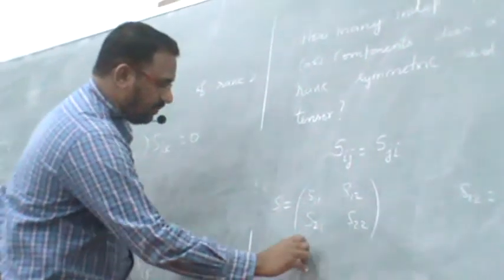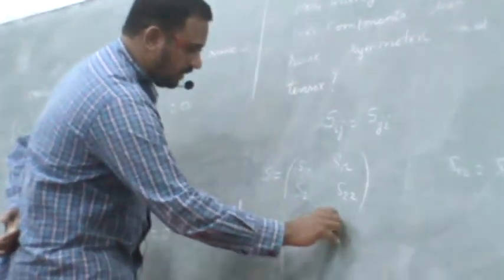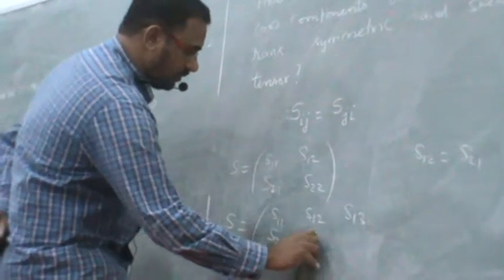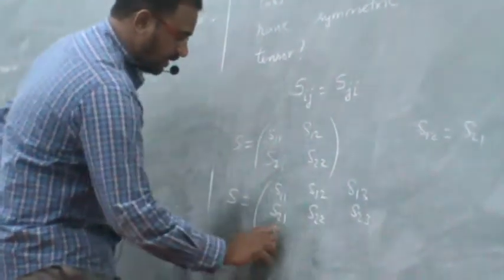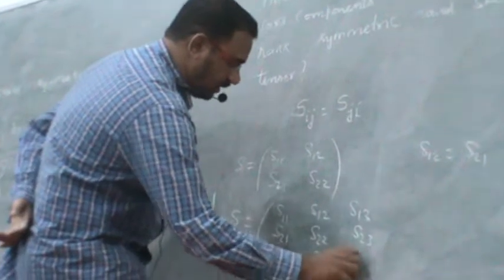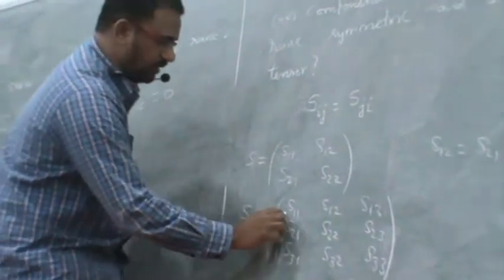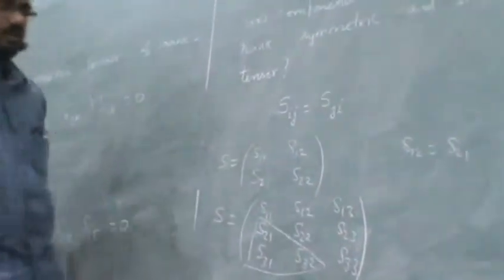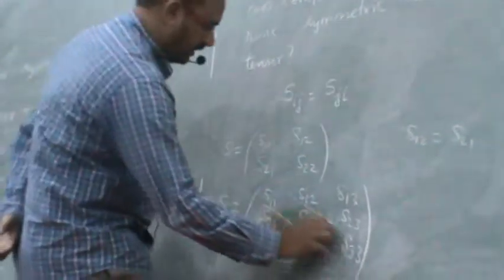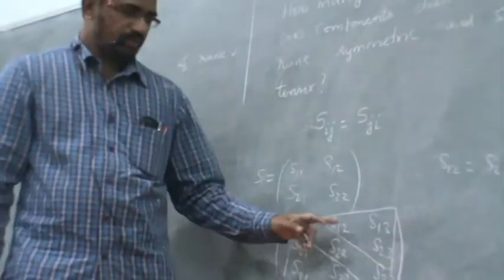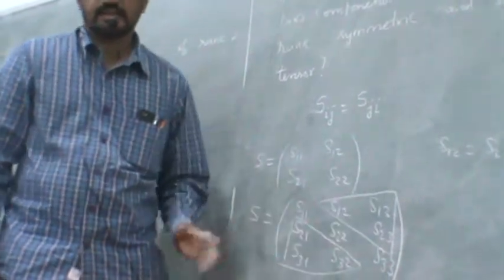Similarly, if I have a 3x3 matrix S11, S12, S13, S21, S22, S23, S31, S32, S33, for a symmetric matrix, this part must be equal to this part. So how many? 6. So 3 plus 3 is 6.